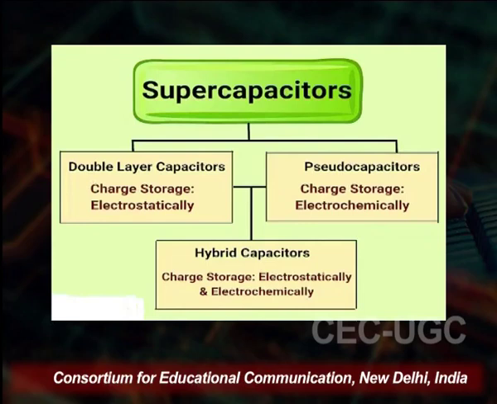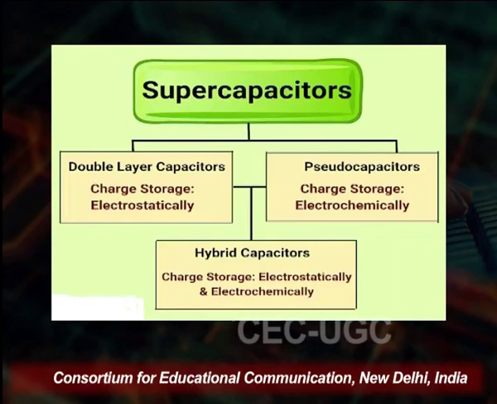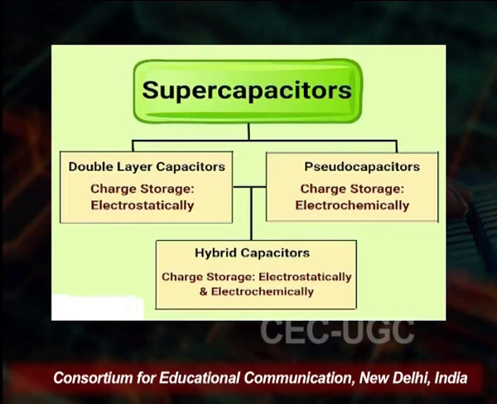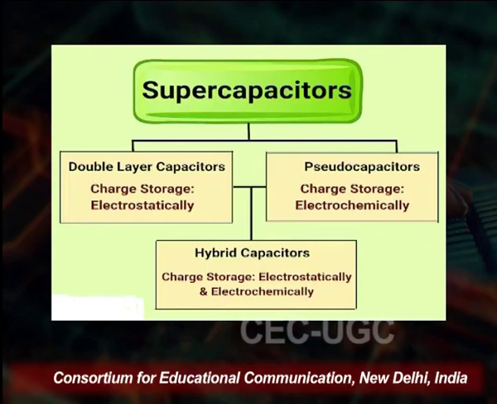So you see that this is the supercapacitor. If we combine these, first is the double layer capacitor. Charge storage is electrostatic. Now you see the pseudo capacitor, charge storage is electrochemical. When we combine these two, we have the hybrid capacitors. The charge storage is electrostatic as well as electrochemical.